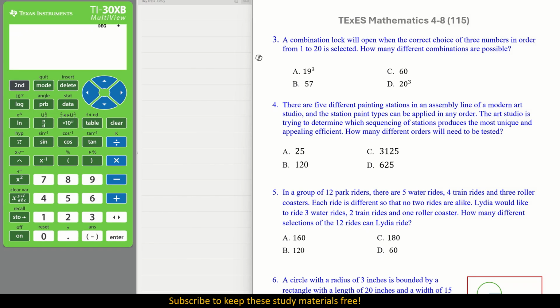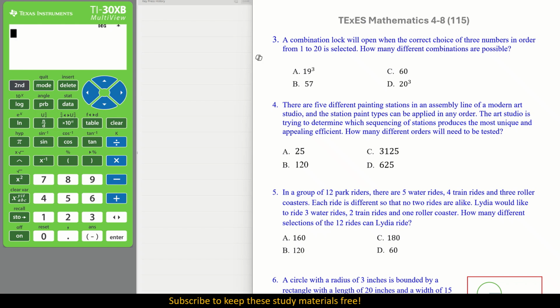Number 3. The combination lock will open when the correct choice of three numbers in order from 1 to 20 is selected. How many different combinations are possible? Okay, do not read into this question. It is the most simplistic of combinations. And when you realize that when you say 1 to 20 is actually 20 numbers in each.